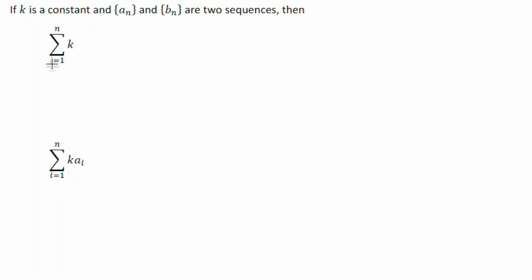So the first one is if you've got the sum from i equals 1 up to n of k, so k is a number that doesn't rely on a sequence at all, for example 2. Then what this is really saying is, when i is equal to 1, what's the value of k? It's k. When i is equal to 2, what's the value of k? It's still k because it does not rely on i. When i is equal to 3, what's the value of k? Still k. And it's going to go up. Keep doing that. So we get k, and in total here we have n lots of k.